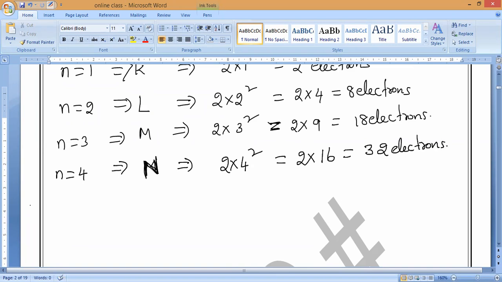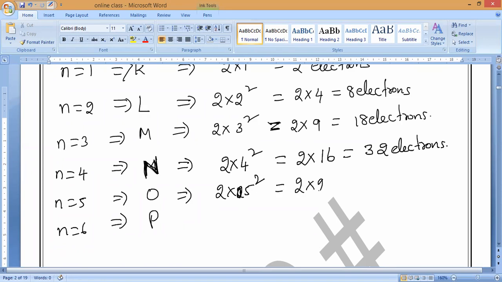32 electrons. So like that, n is equal to 5, n is equal to 6. Maximum till here we can find: K, L, M, N, O and P. So for n equal to 5, it is 2 into 5 square, which is equal to 2 into 25.